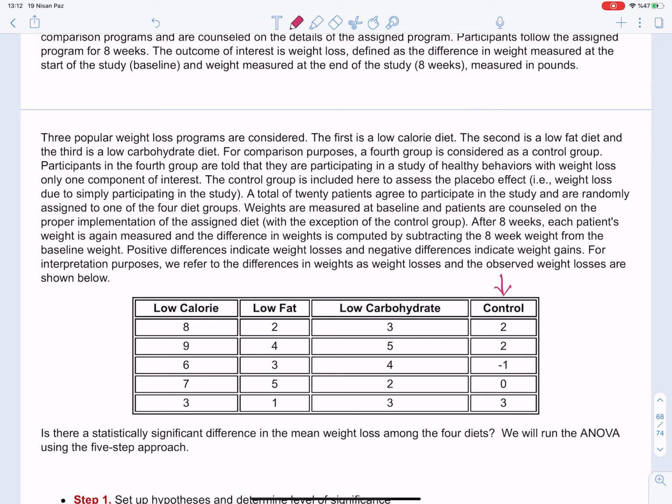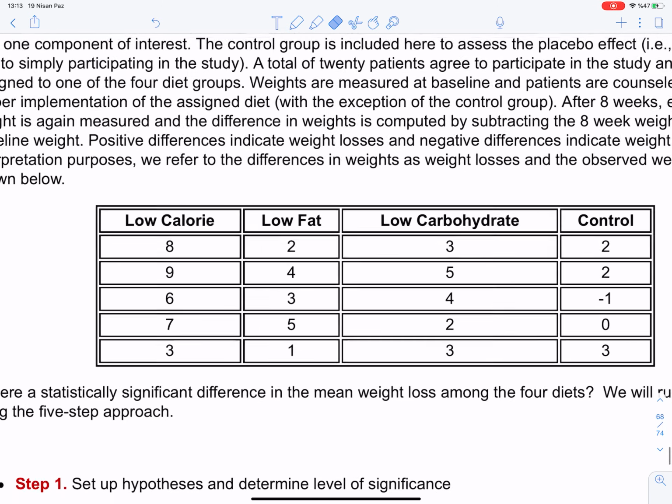After 8 weeks, each patient's weight is again measured, and the difference in weight is computed by subtracting the 8-week weight from the baseline weight. Positive differences indicate weight losses, and negative differences indicate weight gains. For interpretation purposes, we refer to the difference in weight as weight loss, and the observed weight losses are shown below. Okay, let me read you this output.